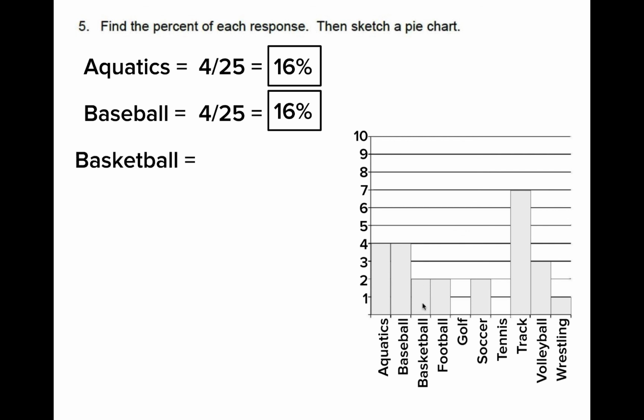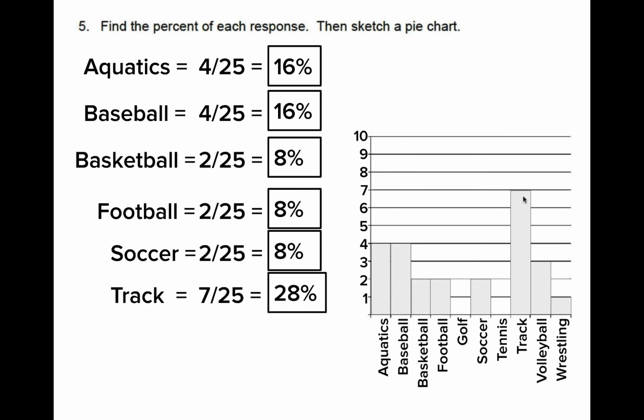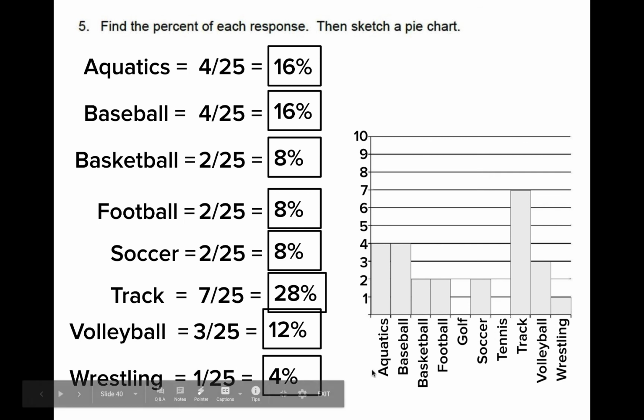Basketball's only 2 people out of 25, so that's 8%. Football's also 8%. Soccer's 8%. Track is 7 people out of 25, so 28%. And then volleyball is 3 out of 25, which is 12%. And then wrestling is just 1 person out of 25, which is 4%.